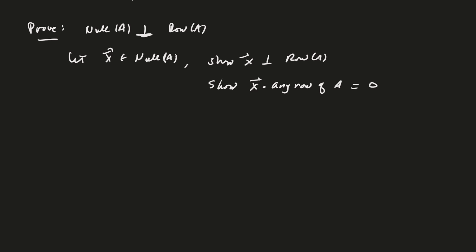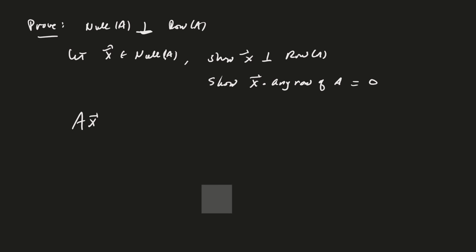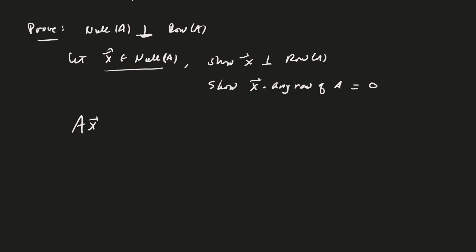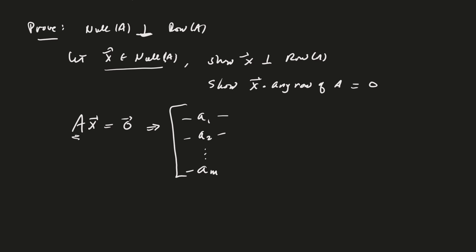Well, here's a hint. If I just take the matrix A times the vector x, now I know that x is in the null space of A, therefore I know that A times x must be 0. And so I can rewrite that in terms of the rows of the matrix A. So I could rewrite this as A1 is the first row of A, A2 is the second row of A, and so on down to A sub m, the mth row of A, times x, and I know that that must be 0.